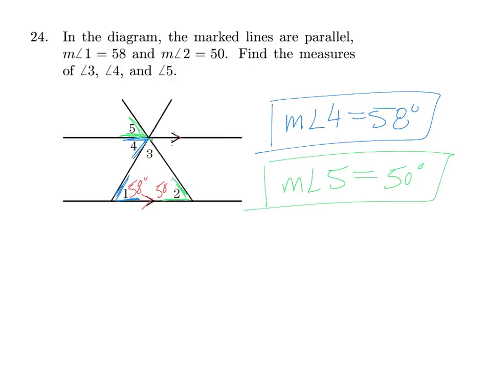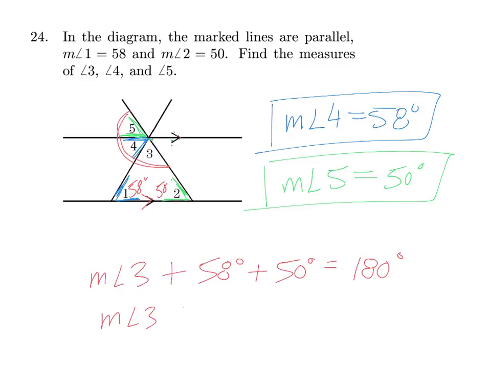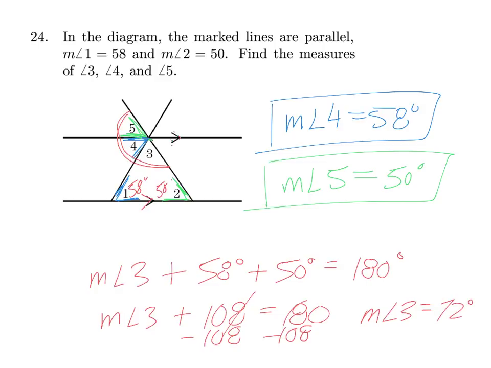All right, and then what do you know about all these angles combined? They all add up to 180. So measure of angle 3 plus angle 4, which is 58, plus angle 5, which is 50 degrees, add up to 180. So measure of angle 3 plus 108 equals 180. Subtract 108. Measure of angle 3 equals 72 degrees. Done.